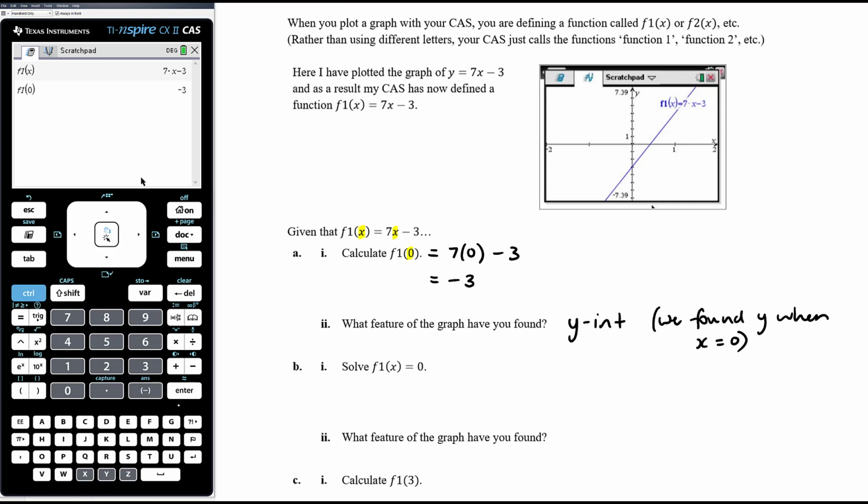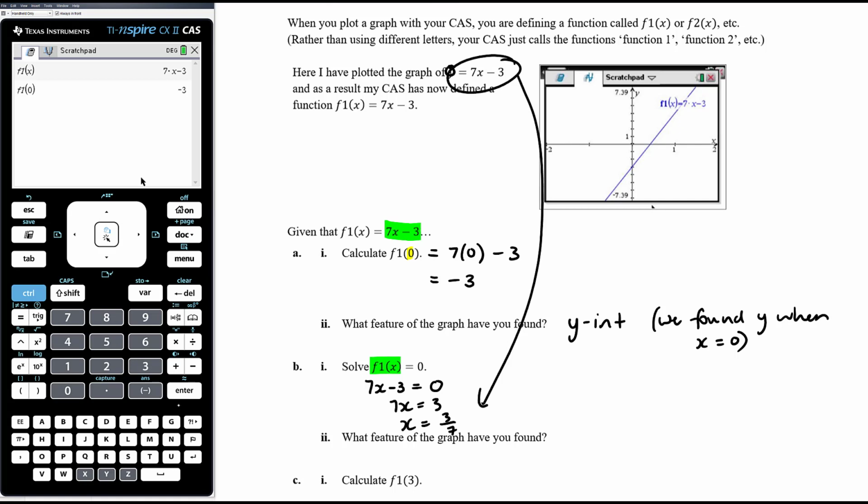If I were to solve f1 of x equal to 0, okay, so this time, f1 of x is that. So solving f1 of x equal to 0 is solving 7x minus 3 equals 0, which we can do by hand. 7x equals 3, x equals 3 on 7. So what we've done is we have let y equal 0, and we've found the x-intercept. So for the x-intercept, we found x when y equals 0.